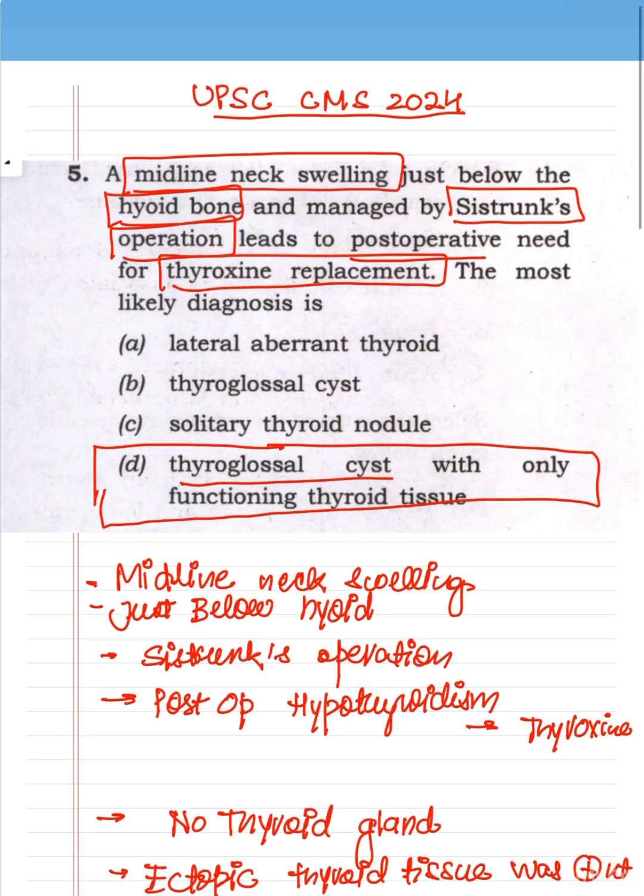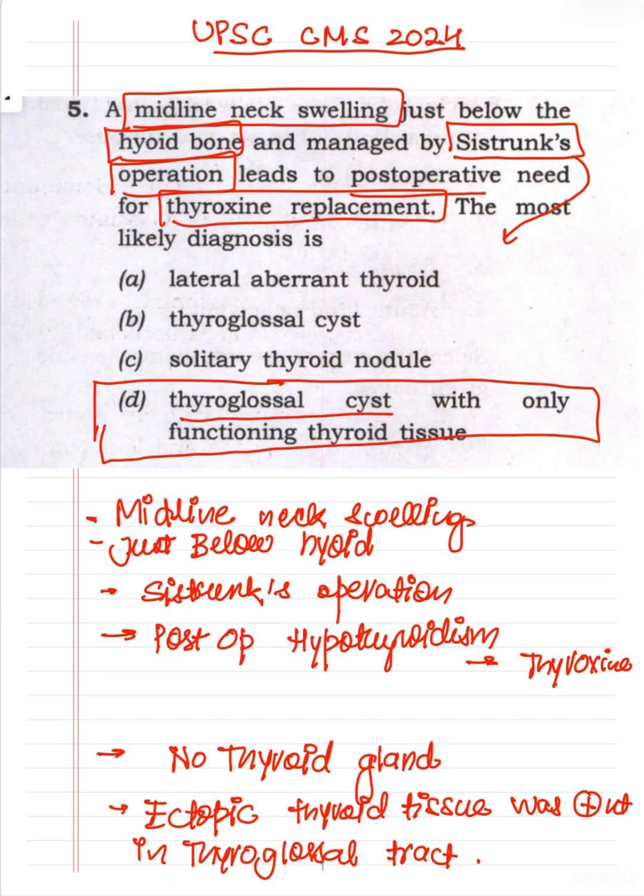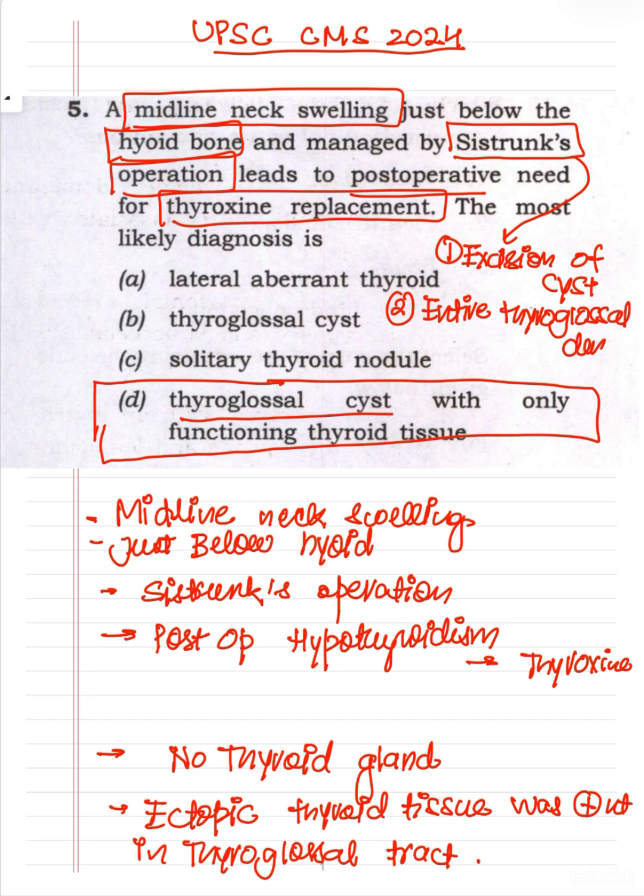Now another thing is, what is the Sistrunk operation? What all is removed in the Sistrunk operation? It is the standard treatment for removing the thyroglossal cyst, in which there will be excision of the cyst, the entire thyroglossal duct, and the central portion of the hyoid bone, so that there will be a reduction in the recurrence rate.